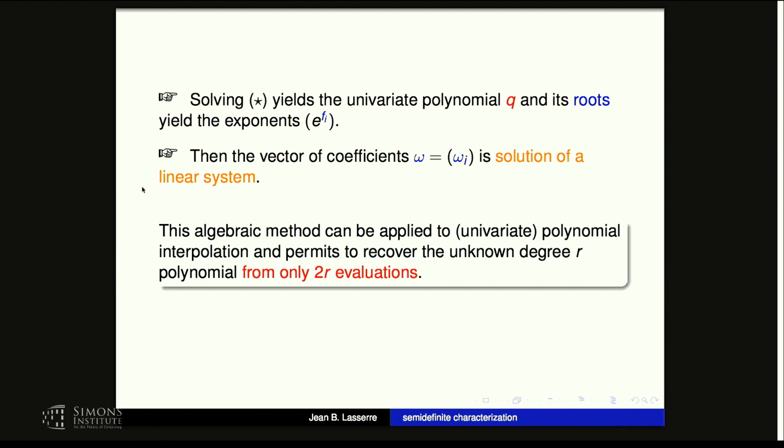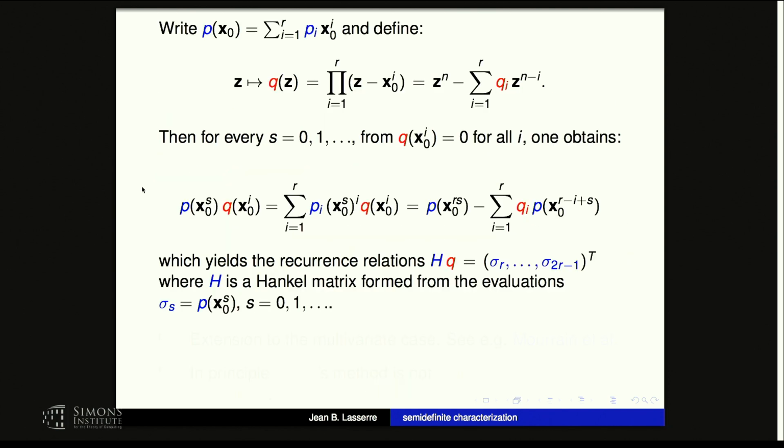This is done usually for a measure, but you can do it for sparse interpolation also. And it permits to recover the unknown degree r and polynomial from 2r evaluations. Well, the way to do it, this was for a measure, but you can do it for polynomial interpolation, for the problem of interpolation.